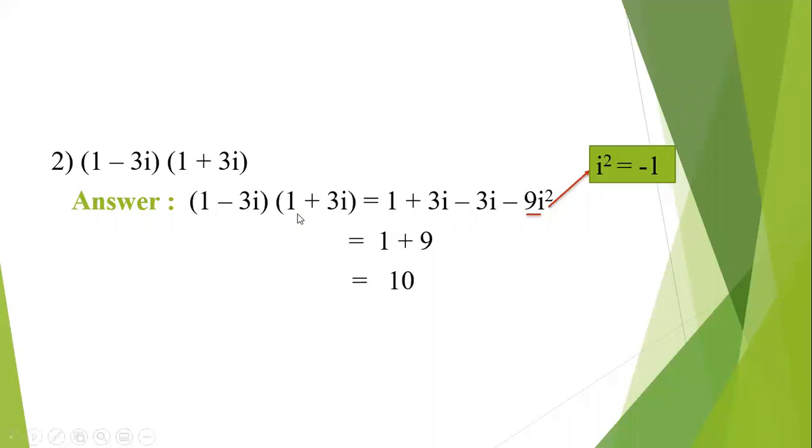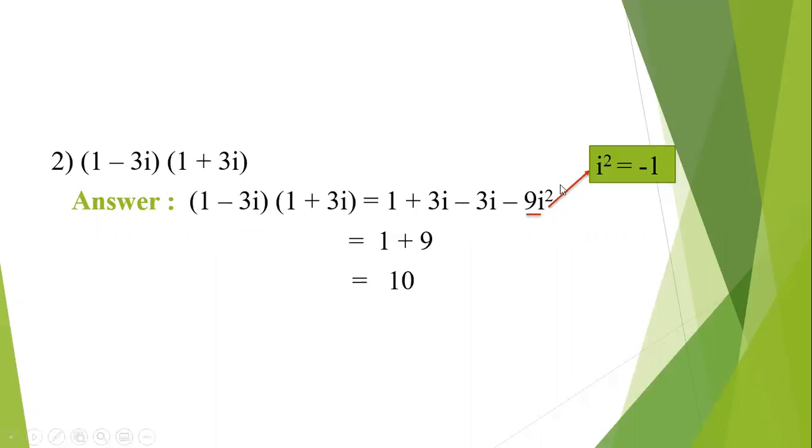Let's expand the brackets. 1 times 1 is 1. 1 times 3i is 3i. Minus 3i times 1 is minus 3i. Minus 3i times 3i is minus 9i squared.